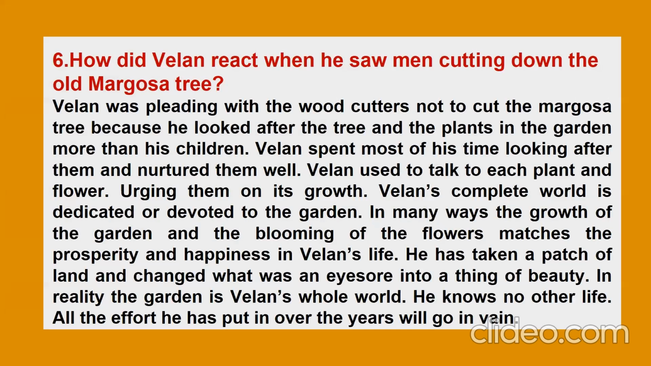How did Velen react when he saw men cutting down the old Margosa tree? Velen requested the woodcutters not to cut the Margosa tree because he looked after the tree and the plants in the garden more than his children. So Velen spent most of his time looking after them and nurtured them well. He used to talk to each plant and flower, urging on its growth. Velen's complete world is devoted to the garden. In many ways, the growth of the garden and the blooming of the flowers matches the prosperity and happiness in Velen's life. He has taken a patch of land and changed what was an eyesore into a thing of beauty. In reality, the garden is Velen's whole world. He knows no other life. All the efforts he has put in over the years will go in vain. So this is how he reacted.